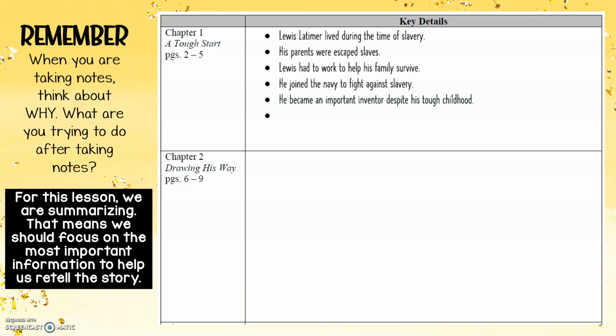This means we should focus on the most important information to help us retell the story. And for a summary of a biography, we're going to be focusing on major events and things that our person, Lewis Latimer, has done in his life. So we're going to be focusing on chapter 2.